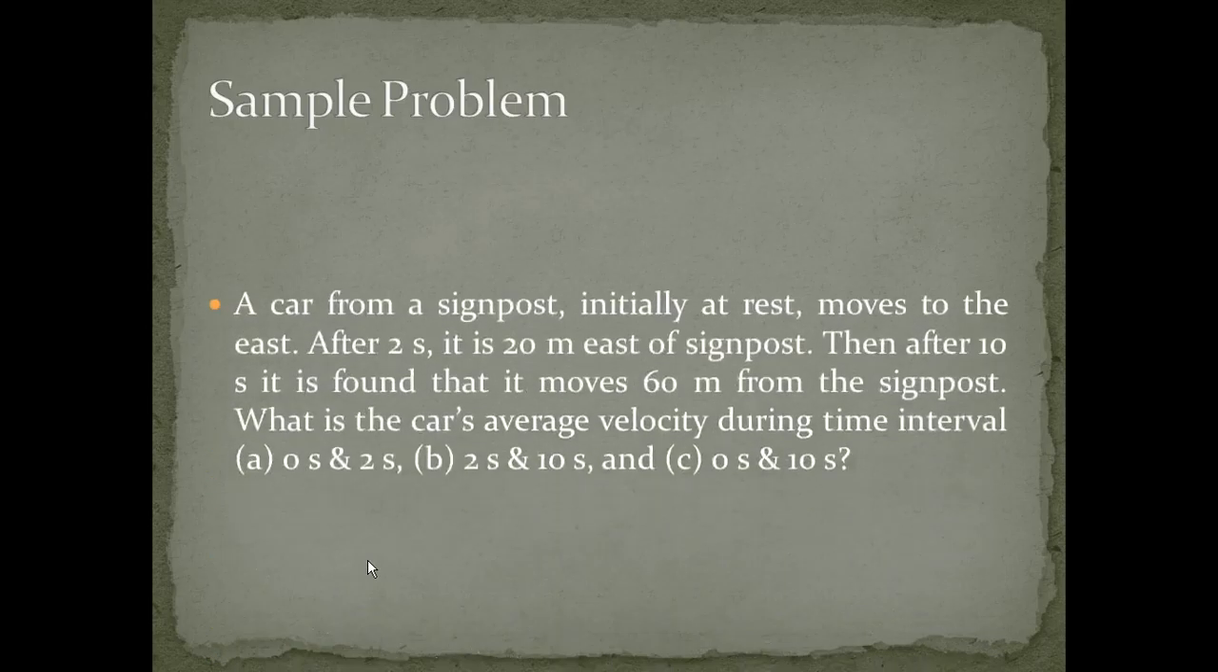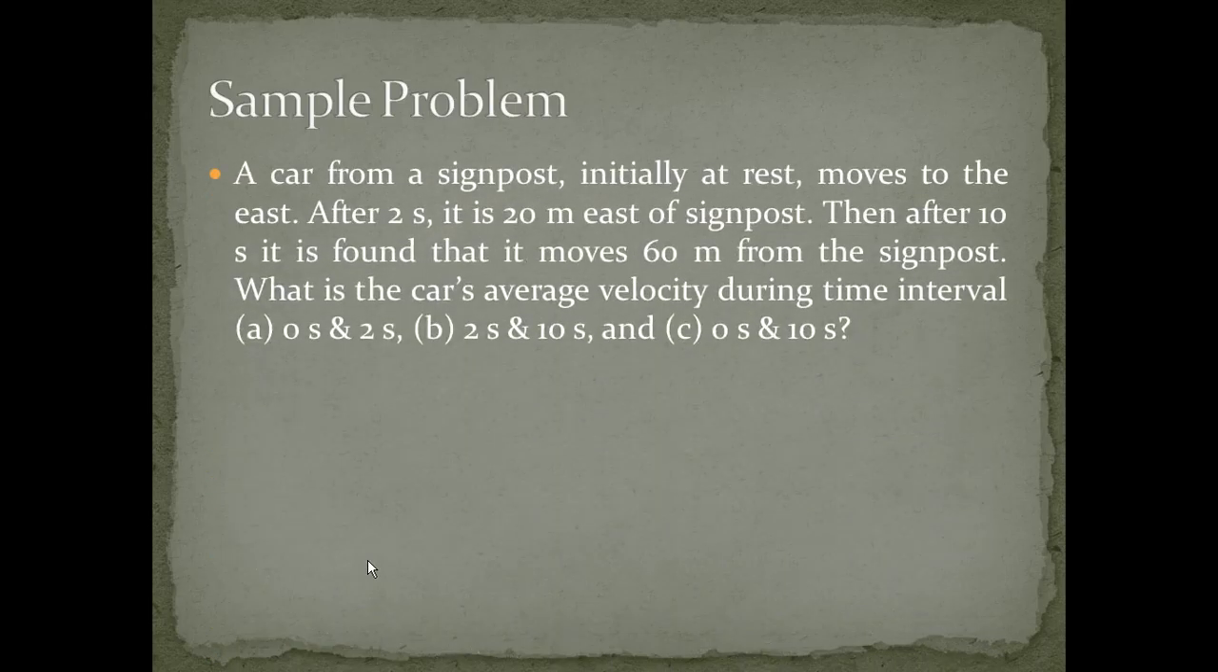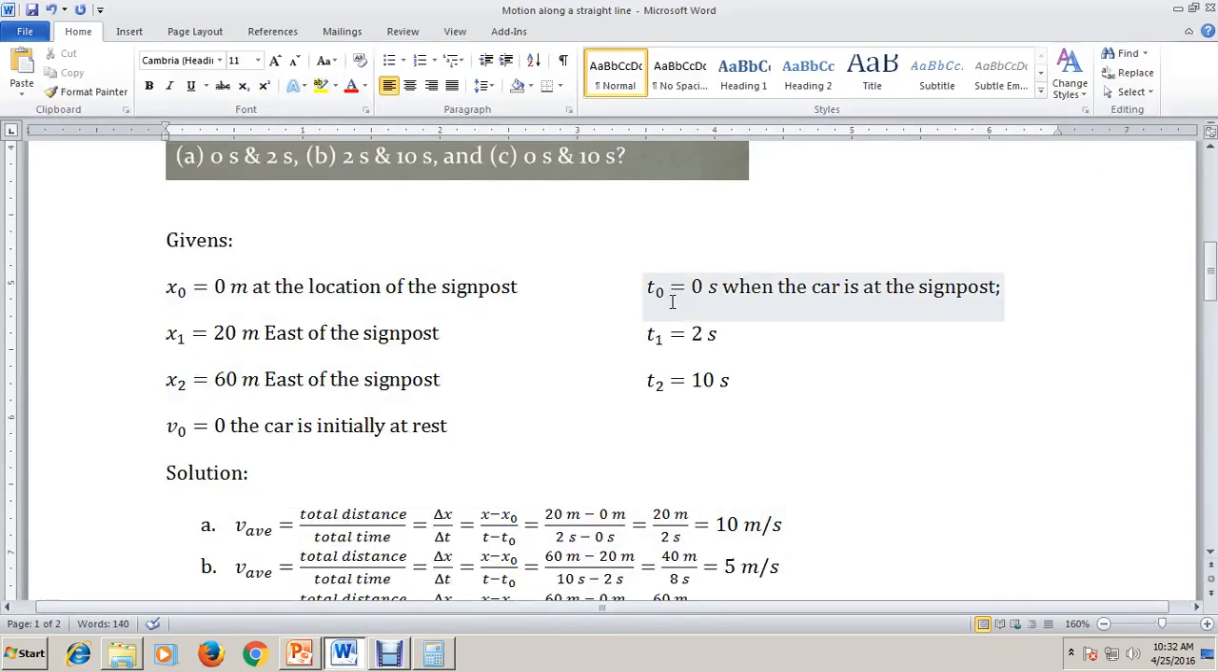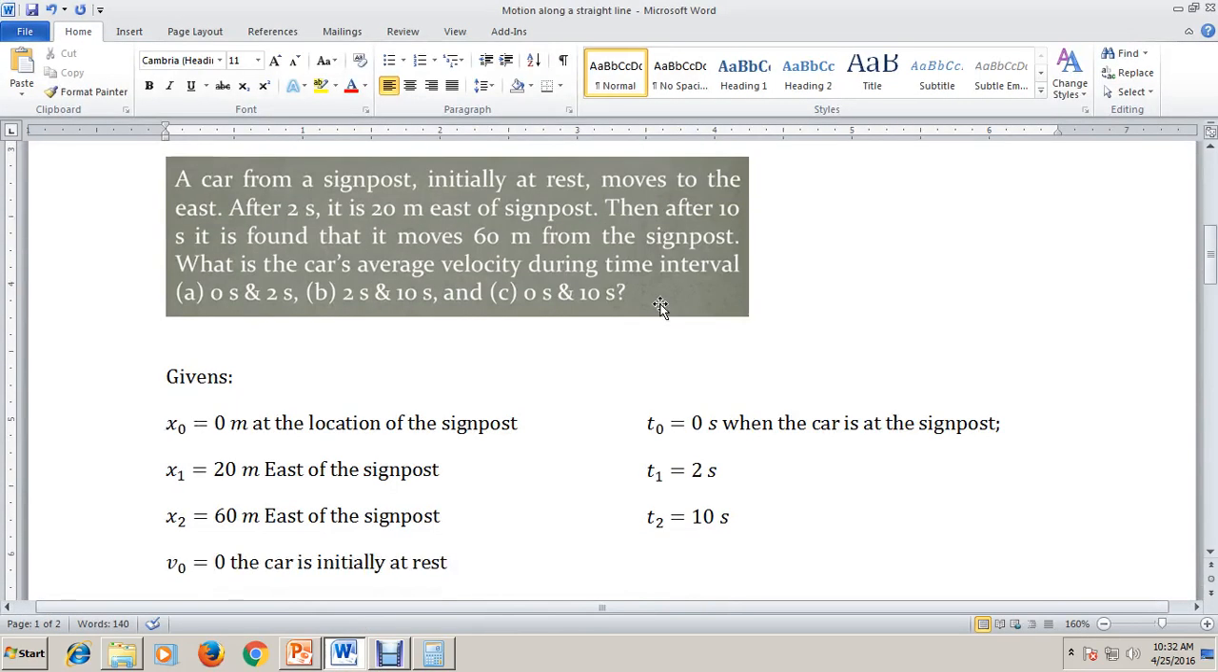Okay, so let's consider a sample problem. A car from a signpost, initially at rest, moves to the east. After 2 seconds, it is 20 meters east of the signpost. Then after 10 seconds, it is found that it is 60 meters from the signpost. The question is, what is the car's average velocity during the time interval 0 to 2 seconds, 2 seconds to 10 seconds, and from 0 to 10 seconds? Okay, so let's go through the solution for this given problem. This is the same problem that we have posted using the PowerPoint.